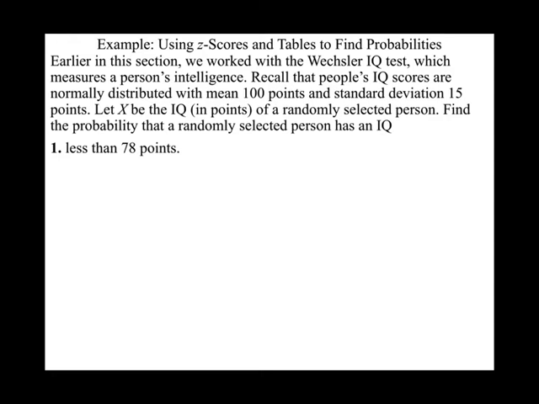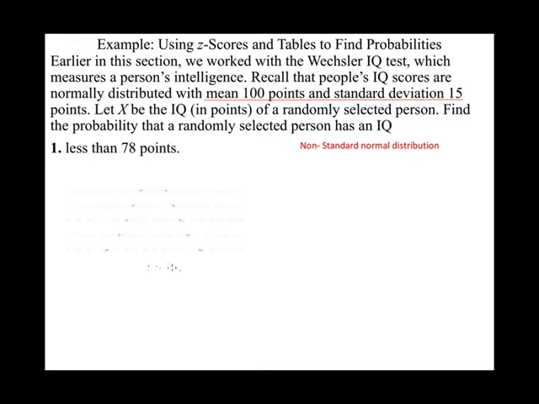So first, this is talking about normally distributed. So we know this is a normal distribution as well. But this time, the mean is equal to 100 points, standard deviation equal to 15 points. And we know that this is called non-standard normal distribution, right? Because for the standard normal distribution, the mean will be equal to 0 and the standard deviation will be equal to 1. Right now, the mean is equal to 100 points and the standard deviation is equal to 15 points. So we know this is called non-standard normal distribution.